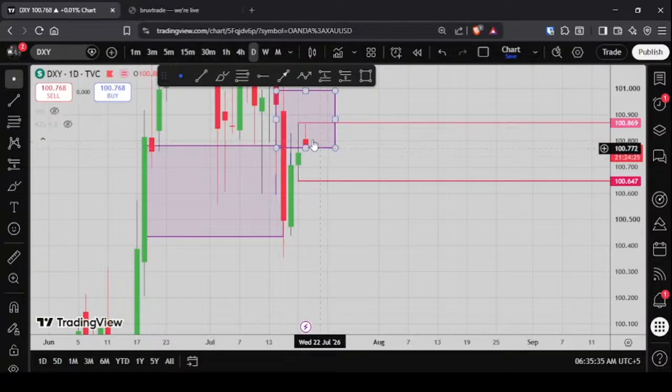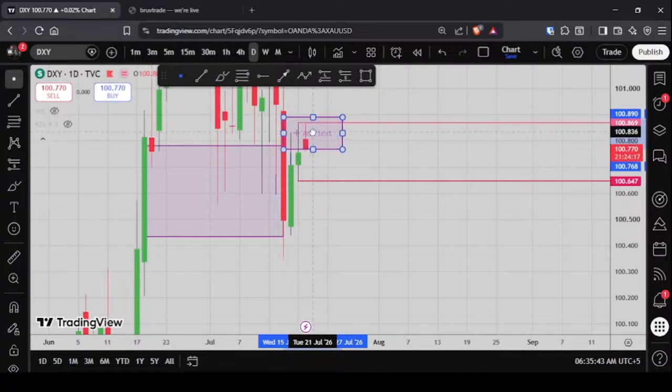It is showing extremely high resistance through this zone. As you can see, there are extremely high wicks. Nothing has closed in the zone. All have closed below the zone. So I have a high chance DXY is going to go down, which proves my theory that we do not have a high amount of accuracy on the gold short that I have just given.